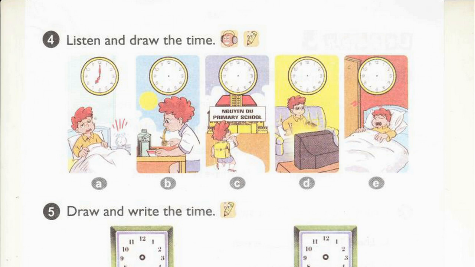I go to school at 8:15. I'm at school from 9 a.m. to 3 p.m. I go home at 3:45. In the evening, I have dinner at 7. I watch TV at 8 and go to bed at 9.